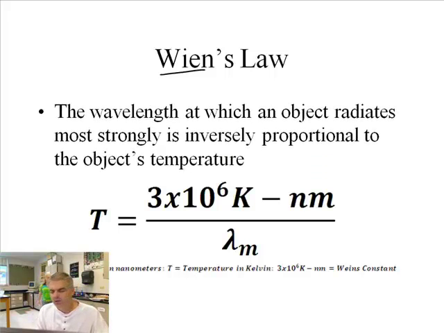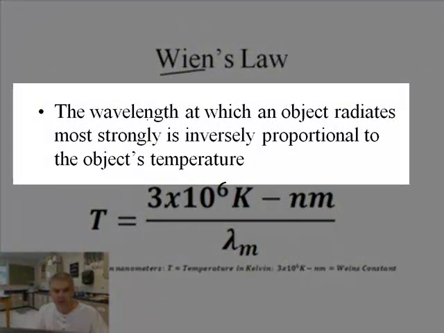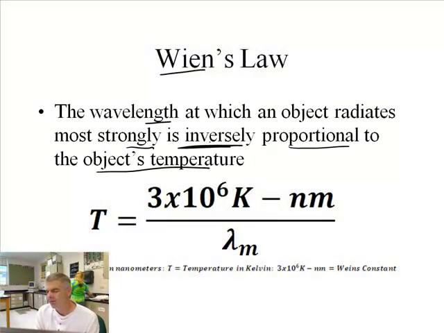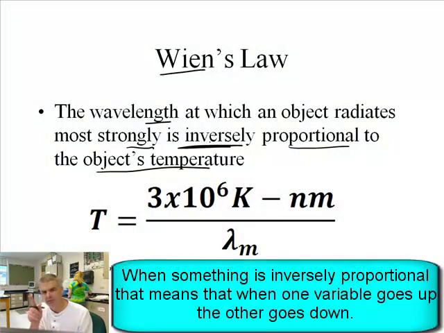And he said, and if you don't have this in your notes, definitely copy it down: the wavelength at which an object radiates most strongly is inversely proportional to the object's temperature. Now we're getting weird. That's kind of hard math, isn't it? Inversely means if one number goes up, the other number goes down. Up, down, kind of a thing. So that's what inversely means.